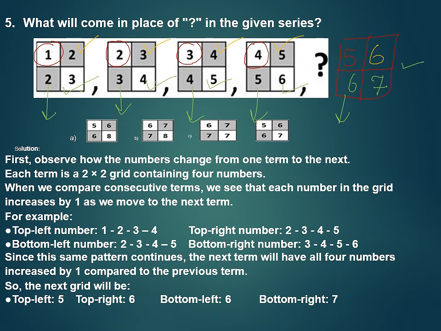If the same pattern continues, the next term will have all 4 numbers increased by 1 compared to the previous term: 5, 6, 6 and 7. So this matches option D. So option D is our correct answer.